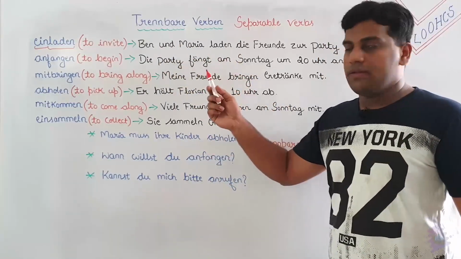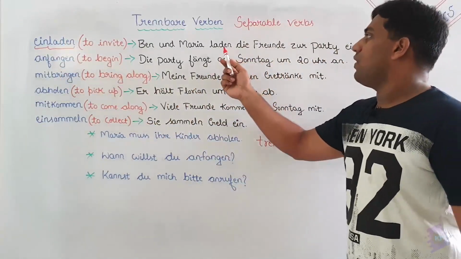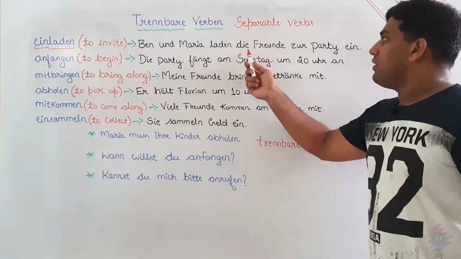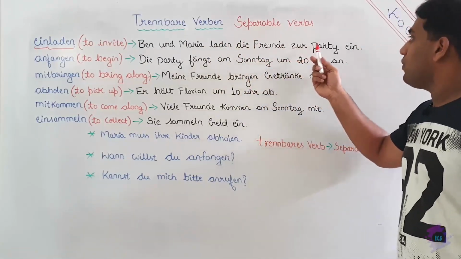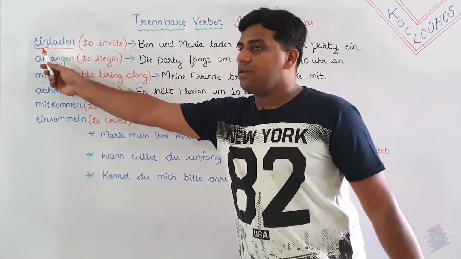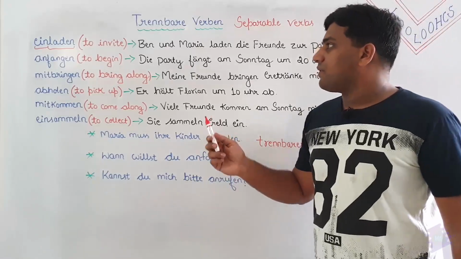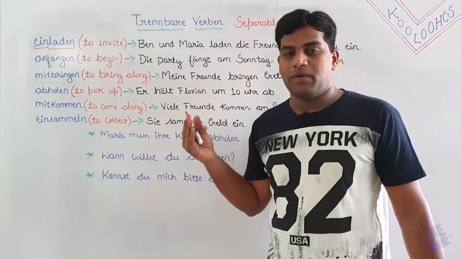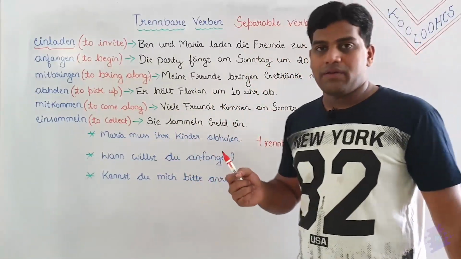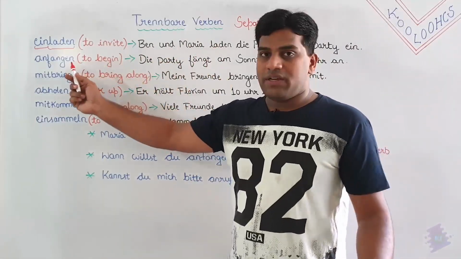So laden. You only have to conjugate this second word laden, and accordingly you conjugate it for the third person. Laden die Freunde, the friends, zur Party, to the party, ein. This prefix ein goes at the end. That is the specialty of this separable or splittable verb, called Trennbare Verben. I hope this is clear. So let us go to the next example.